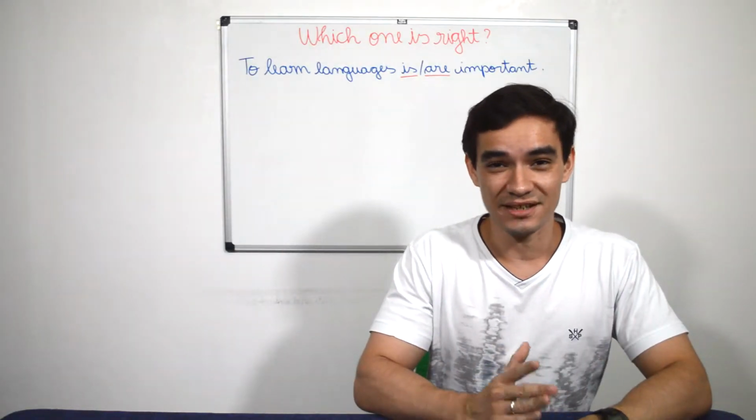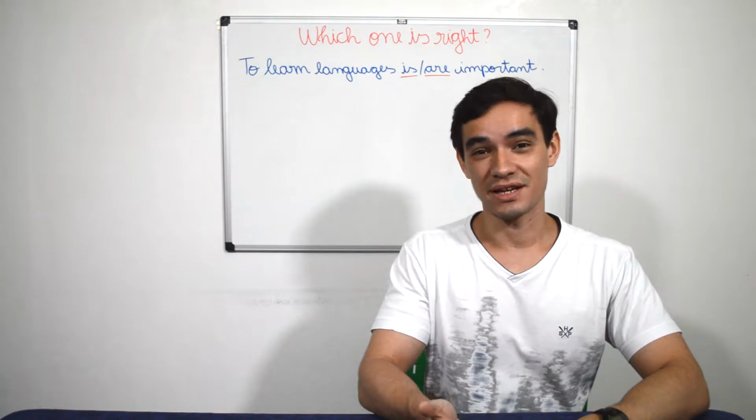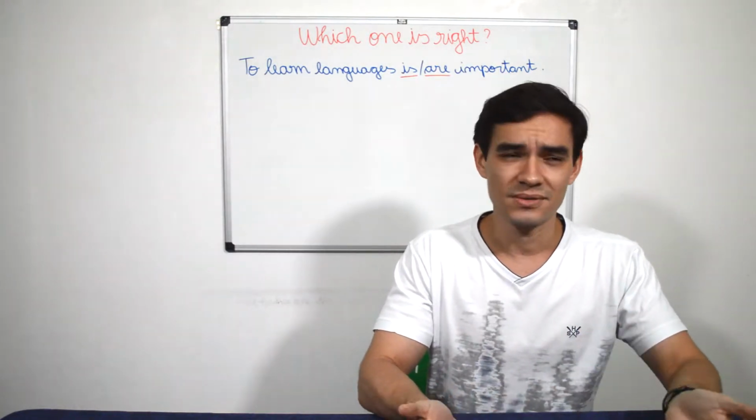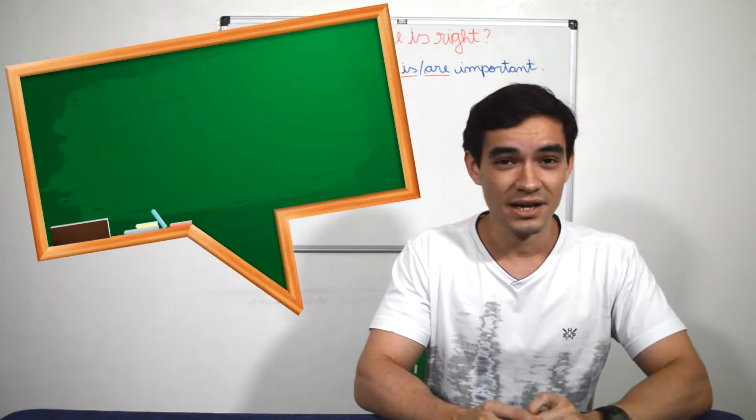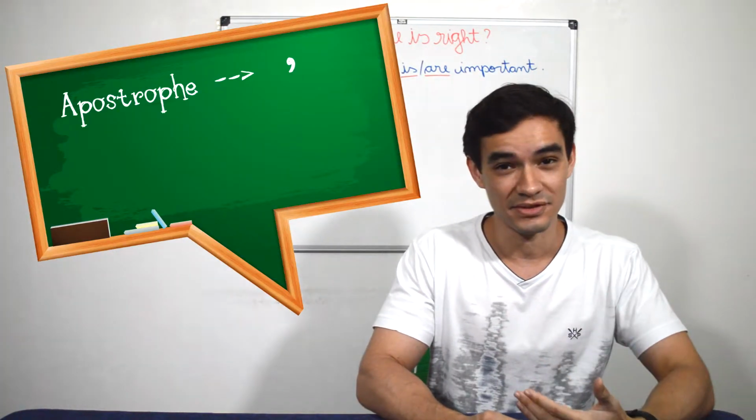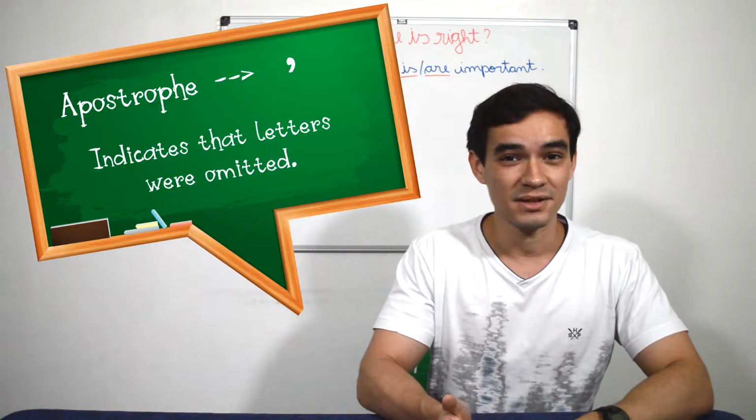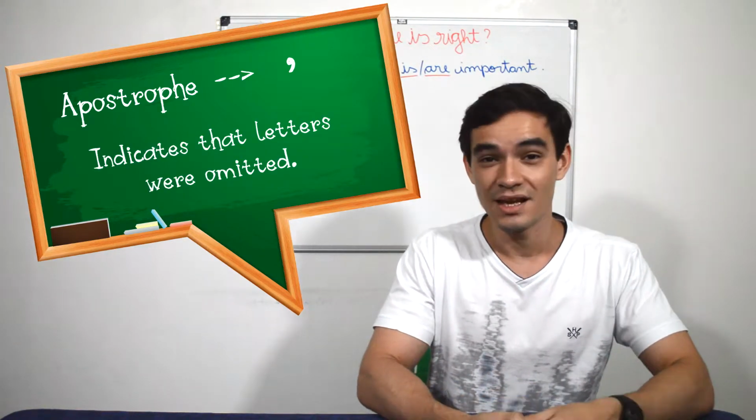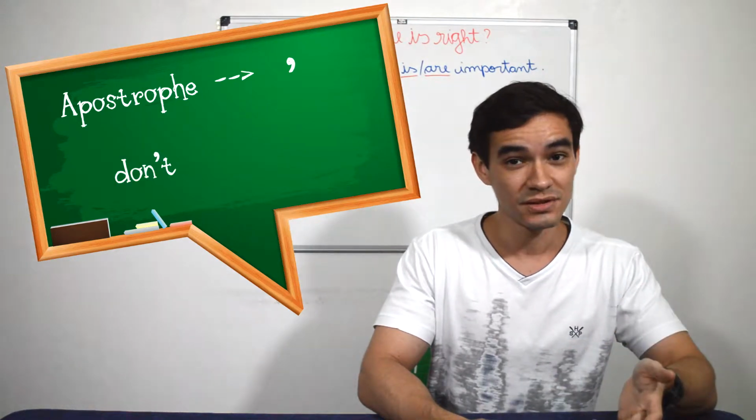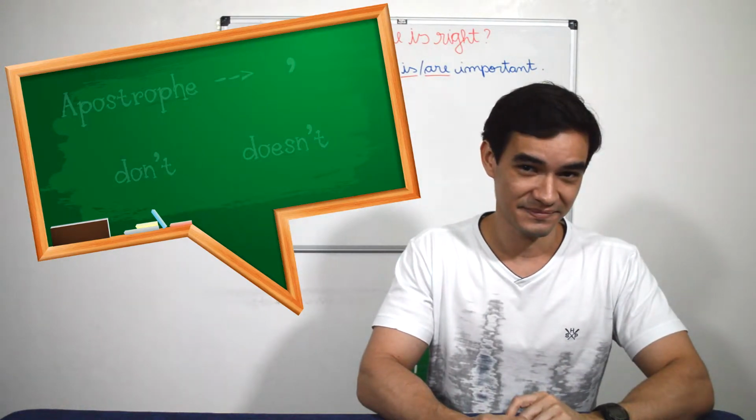But of course in English there's always a way to contract things, so they are shorter and easier to say. But it's quite simple actually. To contract, we'll use that small mark up above, the apostrophe, to indicate that some letters were omitted. In the previous video, we showed the examples don't and doesn't.